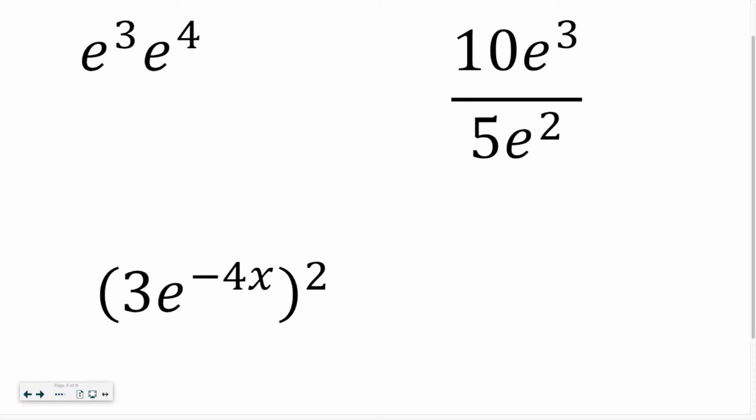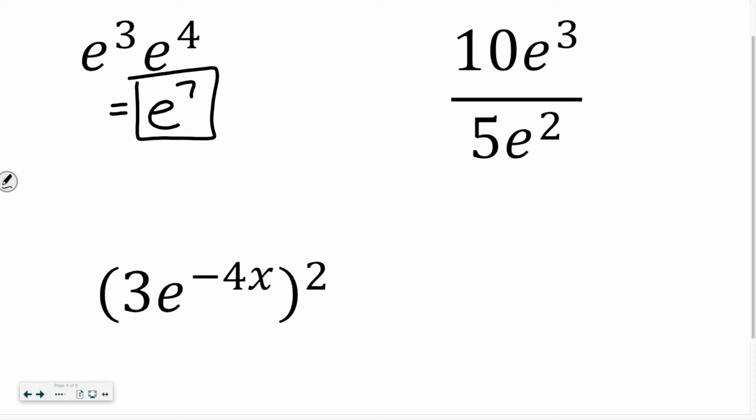Okay, let's check our answers. First one, e to the 7th. When you multiply powers, what do you do with their exponents? Add them. Keep the base, add the exponents. So this one should be e to the 7th.